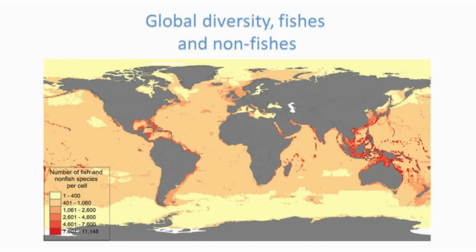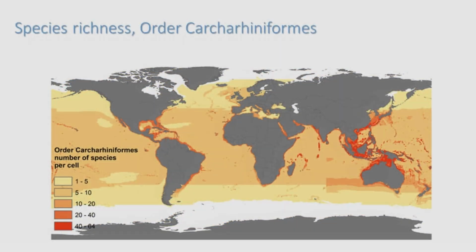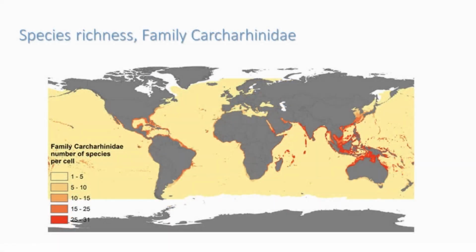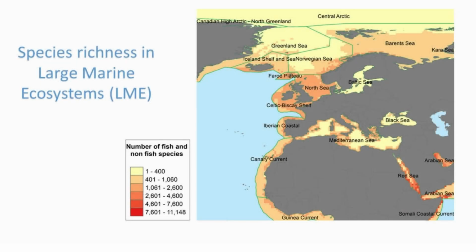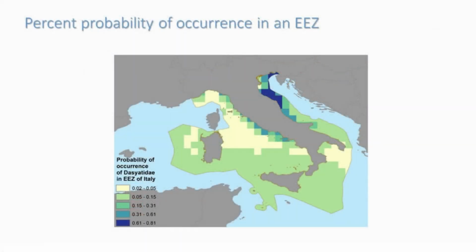Species richness maps can be created on a global scale. It can be shown also by class, by order, and by family. We can also show species richness using areas of interest on a map. This one shows species richness in large marine ecosystems. And this one shows % probability of occurrence of species in an EEZ.